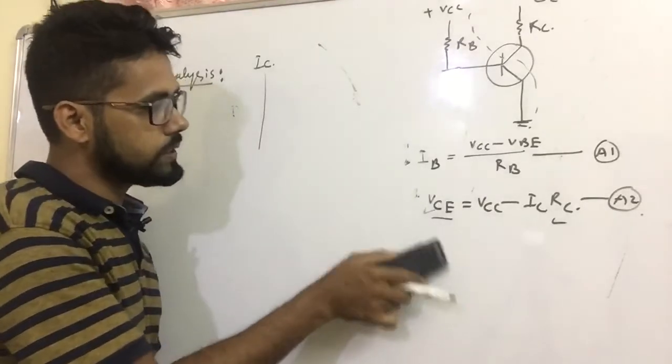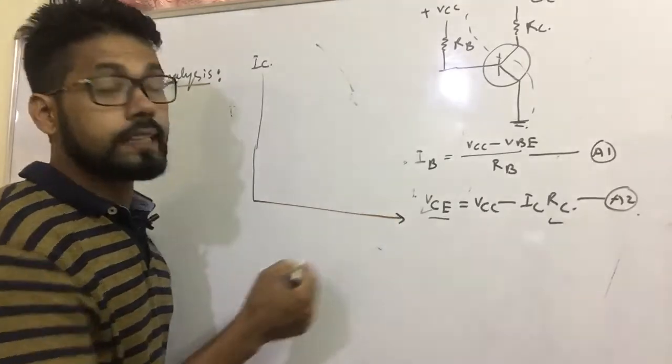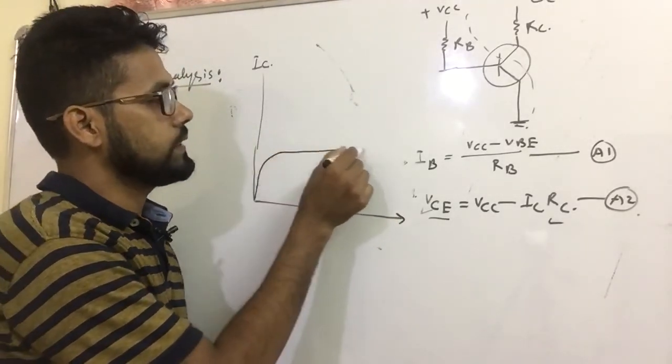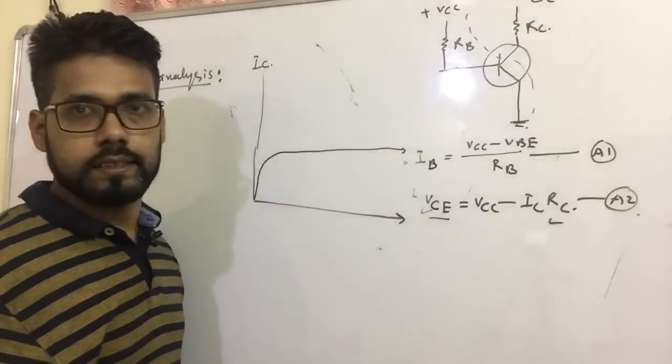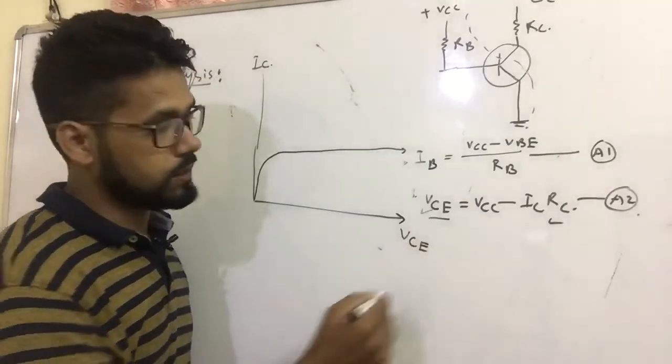Now, what is a load line? Load line analysis: DC load line analysis establishes the proper operating condition of the device. Suppose this is the output characteristic. According to this equation, this axis is VCE. It is voltage.